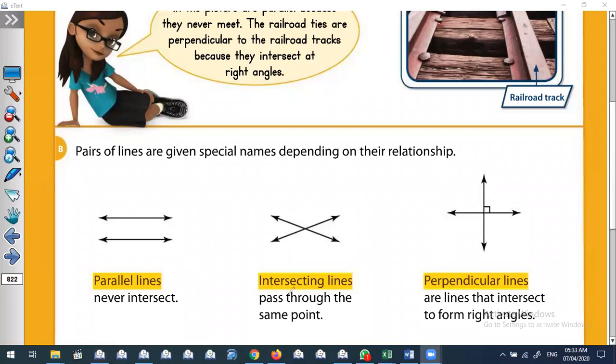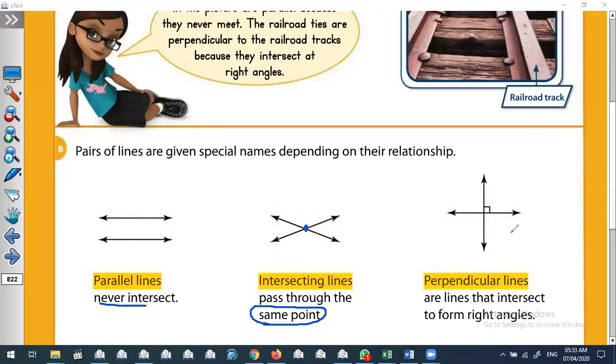The next one, intersecting lines. Intersecting lines intersect at one point, this point. This point is called the point of intersection. Intersecting lines again, but through the same point. So parallel lines never intersect. Intersecting lines intersect at one point.